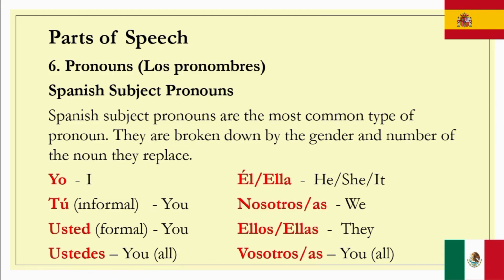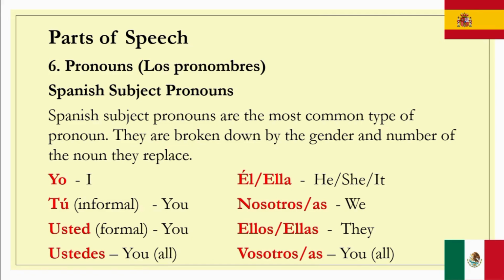So, I, that's yo. In other Latin countries, they pronounce it like jo, but it depends on the speaker. But usually, in Spain, you can just say yo. You, informal, is tú. You, formal, this is usted.